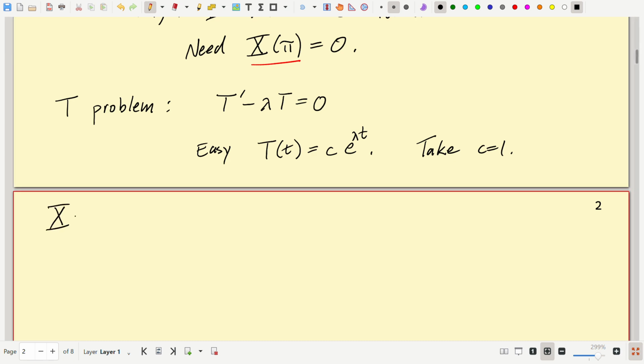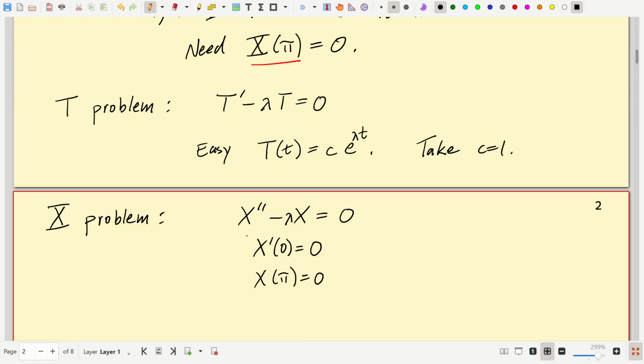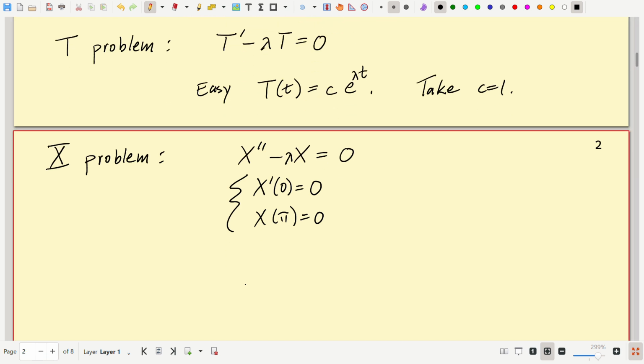It's called the Sturm-Liouville problem. It's X double prime minus lambda X equals 0. Same old problem, ODE-wise, but new kinds of boundary conditions. X prime of 0 is 0, and X of pi is 0. So we've got to do cases.